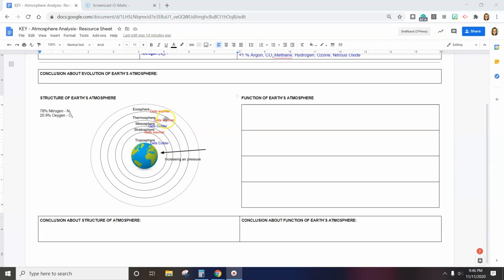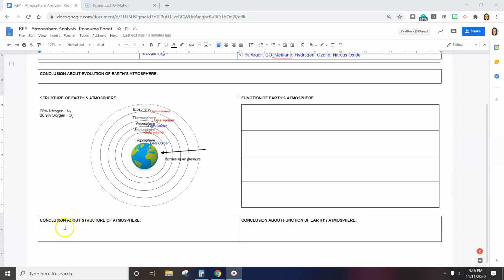Right here you can see the temperature changes. I labeled those for you, and I also showed how as you go closer to our planet, you have more air pressure, and that would make sense since there's more air molecules on top of you. I did also point out here some of the major gases of our atmosphere. You can also list more of them, but it is important to know that 78% of our atmosphere is nitrogen and 20.9% is oxygen.